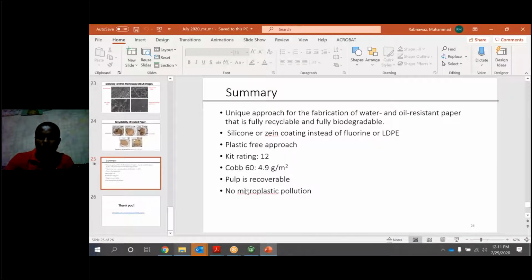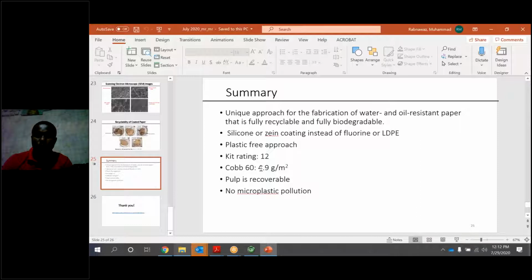So in summary, we have developed unique approaches for water and oil resistant paper that is fully recyclable and fully biodegradable. We use silicone oil as well as zein coating as a replacement for fluorine and other thermoplastics like LDPE. This is perfectly a plastic-free approach, and that means we hopefully through these methods will be able to eliminate the microplastic pollution.